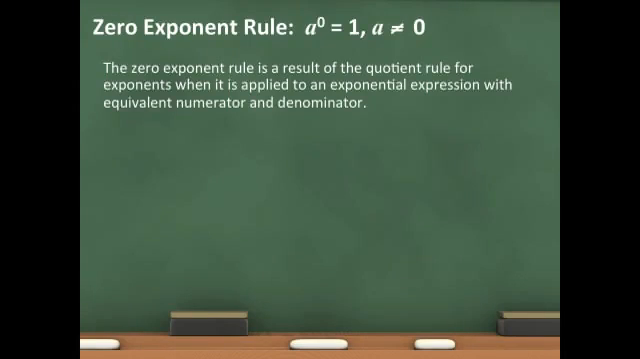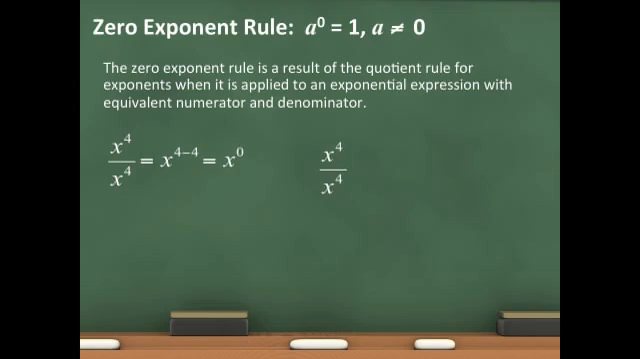The zero exponent rule is a result of the quotient rule for exponents when it is applied to an exponential expression with equivalent numerator and denominator. The zero exponent rule states that as long as the base is not zero, any number raised to the zero power is 1. If you reduce x to the fourth divided by x to the fourth using the quotient rule, you get x to the 4 minus 4 power, or x to the 0 power.